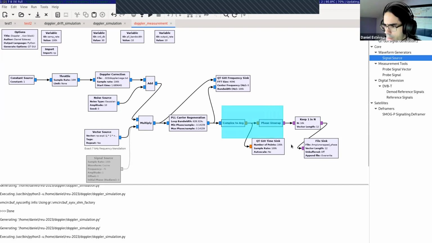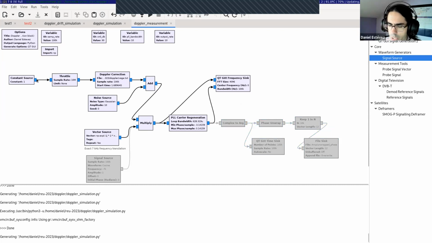So, okay, so far I think I'm going to disable this. And what I do is I have my Doppler correction, which is simulating the Doppler, the noise source, the vector source to shift this in frequency. And this is the output of the PLL carrier generation, which I'm plotting on the frequency sink. And I'm also plotting the output.